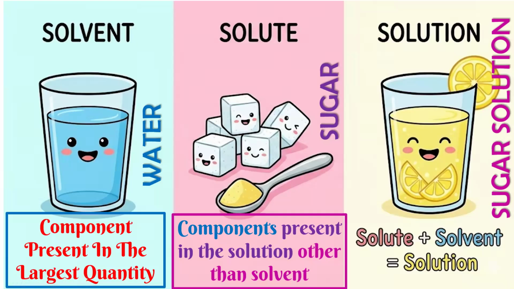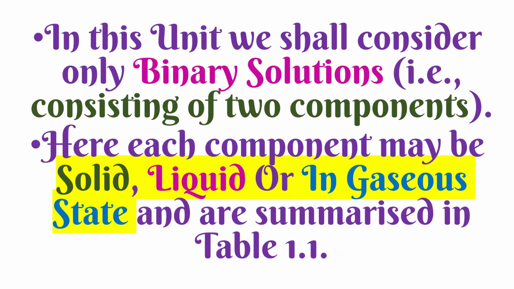So the solvent is the component in the large quantity. The solute is the component present in the solution other than the solvent. Solute plus solvent gives the solution. And how does the solution appear? What is the physical state of the solvent? That determines the solution's physical state. Clear? Now, in this unit, we shall consider only binary solutions.